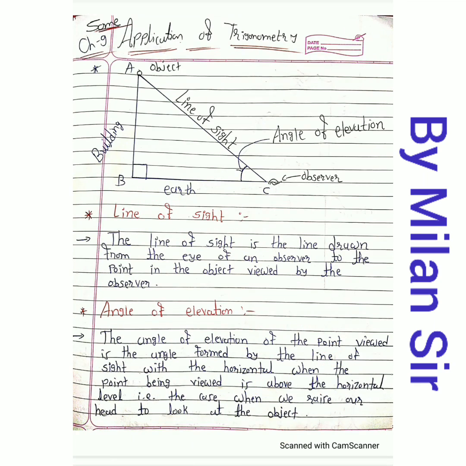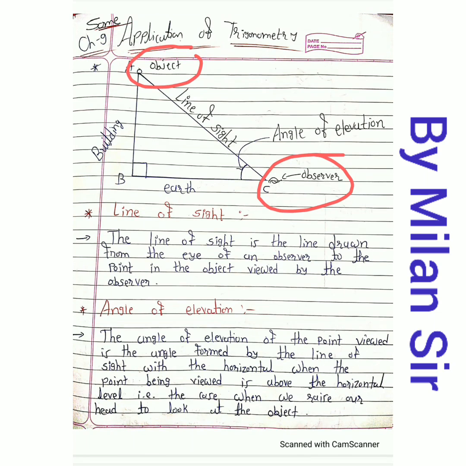Now in this situation, the observer observes the object. Observer means a person who observes, and whatever the observer observes is called the object. So here are two terms, observer and object. The line joined between observer and object is called the line of sight. I have already written one definition here for line of sight.